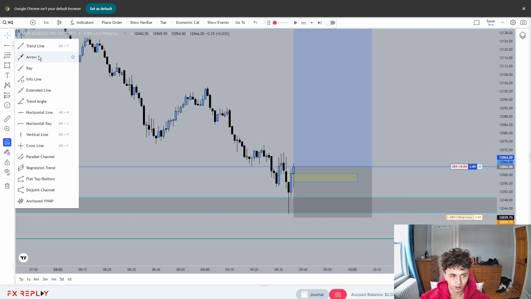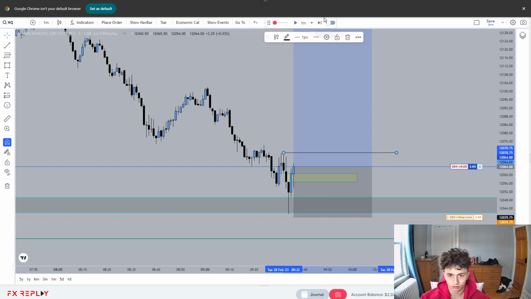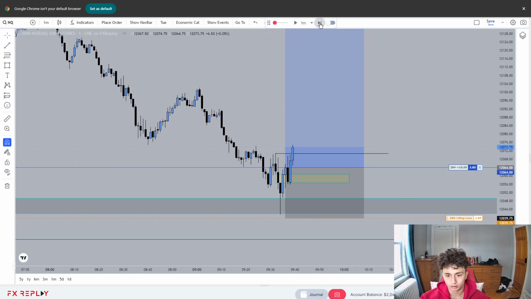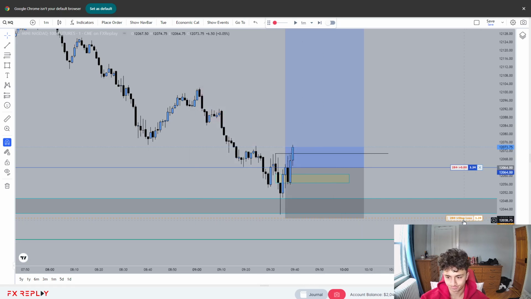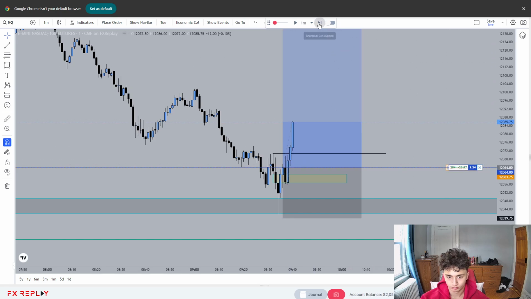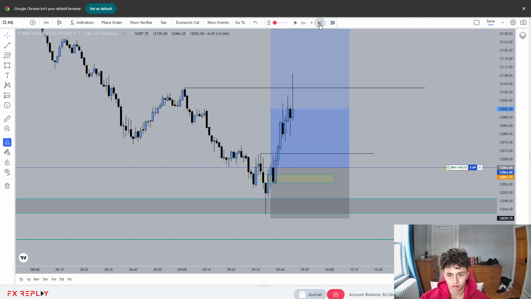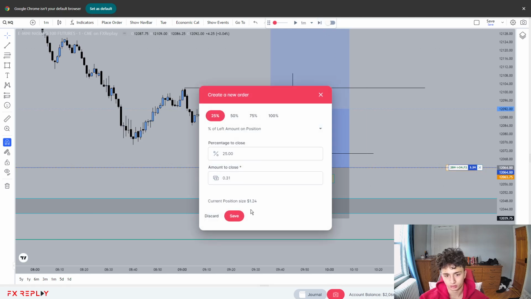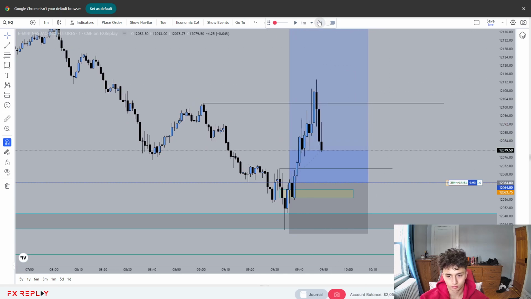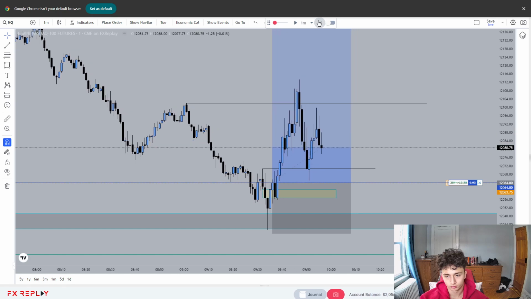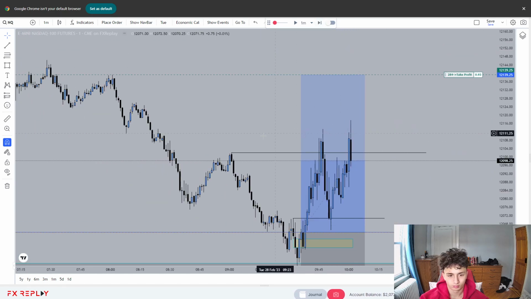Once it hits this high, we're moving the stop to break even. Tap in. Stop to break even. Scale. Hits this high, second TP. Alright, well, it hit it. So, 25%. Hits this high. These are equal. No, they're not equal.